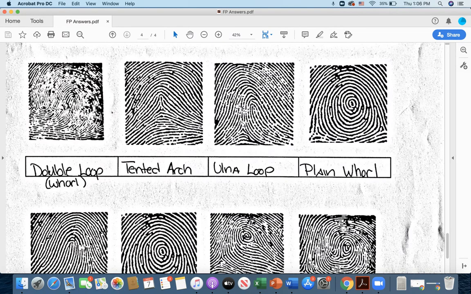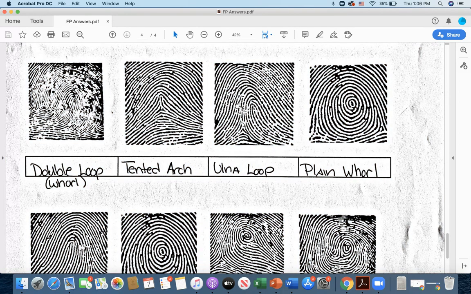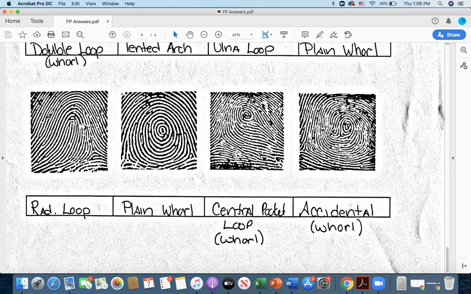So if you take a look, you have a loop going upwards and returning back down. And then over here, you have that other loop that folds over and goes back. So you have those two separate loop patterns. It is a double loop. It classifies as a whorl. And in the bottom row, we have ourselves another plain whorl with the second one in.